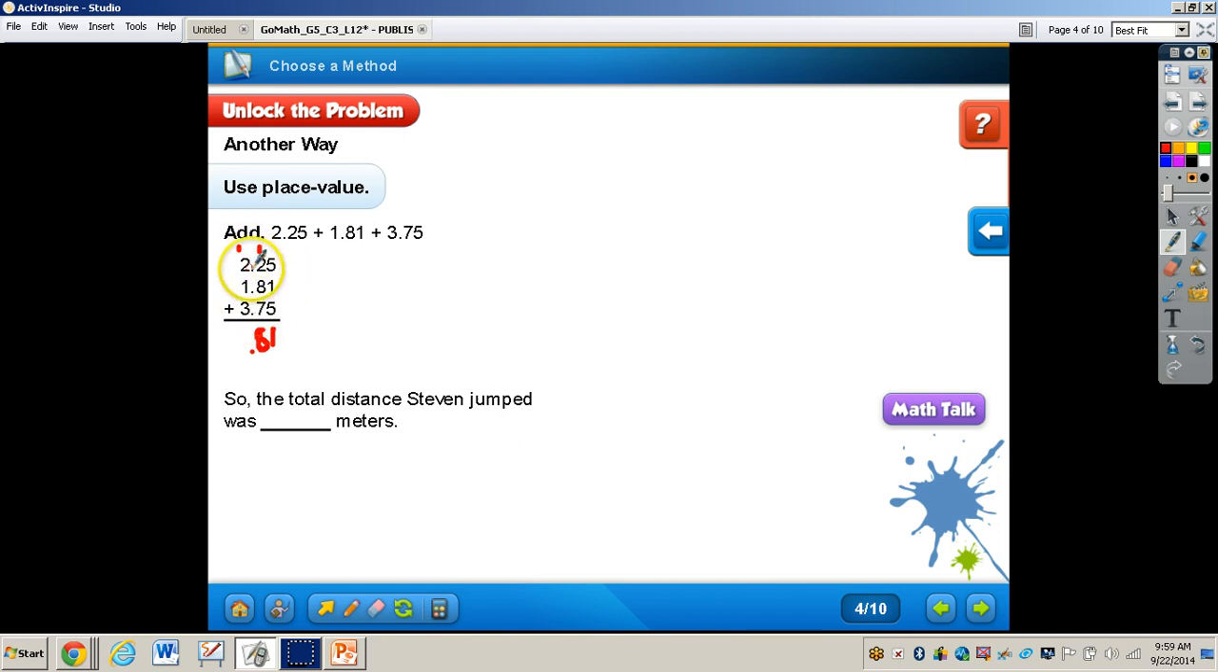So 1 plus 2 plus 1 plus 3 is going to give us 7. So 7 and 81 hundredths meters was the total distance jumped by Stephen. So you can see whether you use properties and mental math or just paper pencil, you still do get the correct answer.